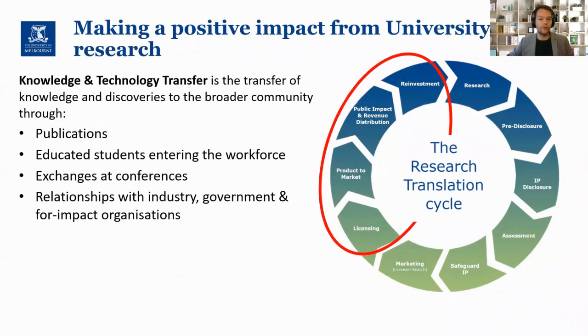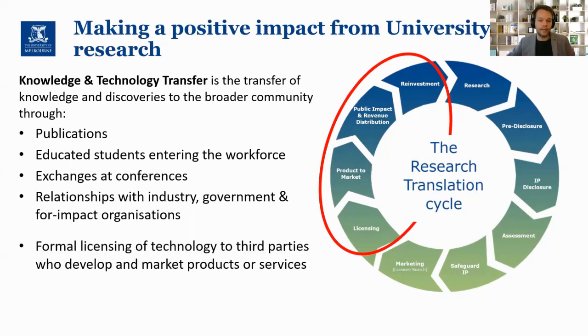However, this time we're focusing on the left side of the research translation cycle. So how the research can impact the world we live in. That can be achieved through publications or educated students entering the workforce, exchanges at conferences, or relationships with industry and government, and for impact organizations through advising or consulting them on questions they may have. Our team likes to argue that there's an additional form of research impact through formal licensing of technology to third parties who then develop and market products or services.